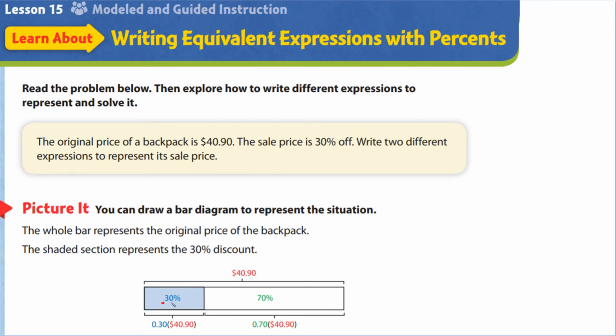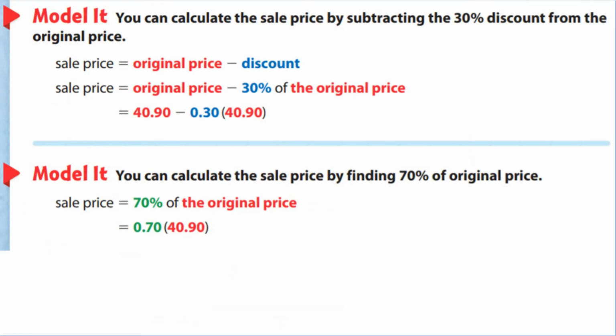And remember, percent to decimal is right here. 30% is 0.30 in decimal form. 70% is 0.70. And you can see they did 0.30 times the $40.90 because that's how much money you will get off. The 70% is how much you'll be paying in total. We'll come back to those.